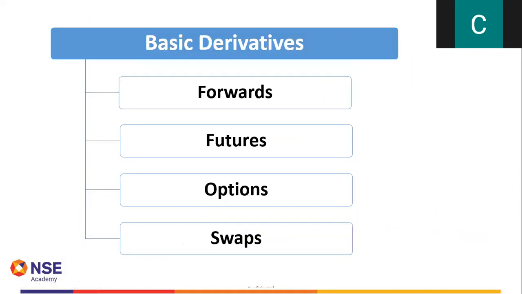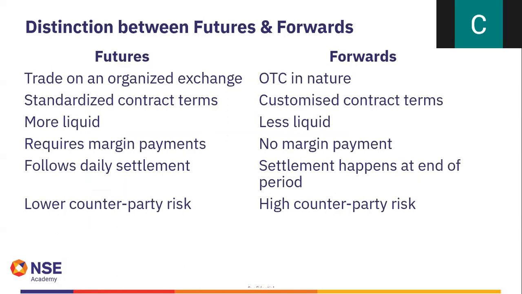Okay, so what are the types of derivatives available? These are the four types of derivatives available in the market: forwards, futures, options, and swaps. I believe you all might have heard about these types of derivatives. We'll first go into futures and forwards, and the distinction between futures and forwards.